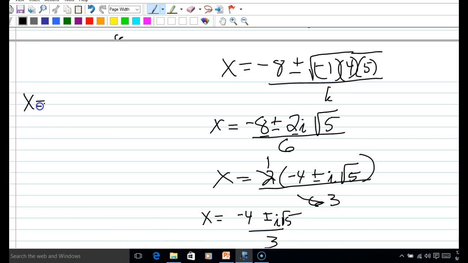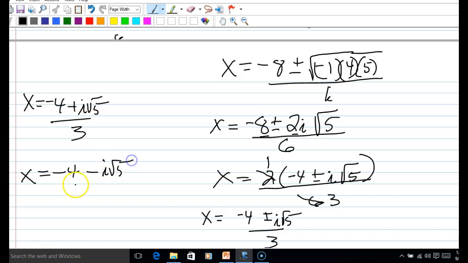One solution is x is equal to minus 4 plus i times the square root of 5 all over 3. And the other solution is x is equal to minus 4 minus i times the square root of 5 all over 3. Again, this is quadratic, so there are two solutions.